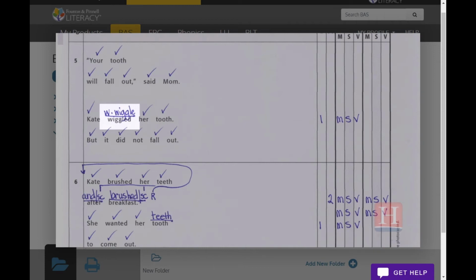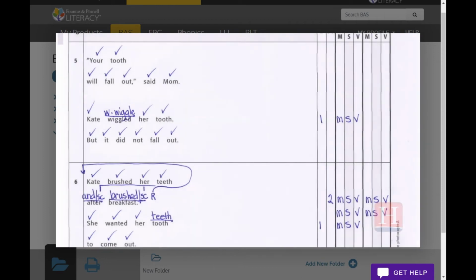On page 5, he substituted "wiggle" for "wiggled." "Kate, wiggle." Would that error make sense in the story? Yes. Syntactically, could we use the word "wiggle" for "wiggled" in the text? Yes, up to the point of the error, but not beyond. Are there visual similarities between the words? Yes. So, for this error, circle the M, S, and V because the reader used all three sources of information. Remember, we can't go beyond the error to ask the questions.